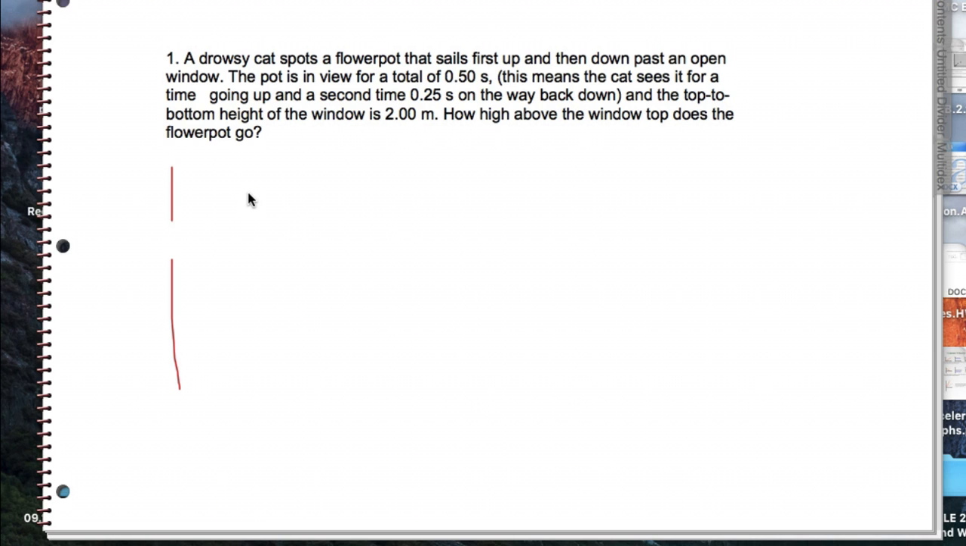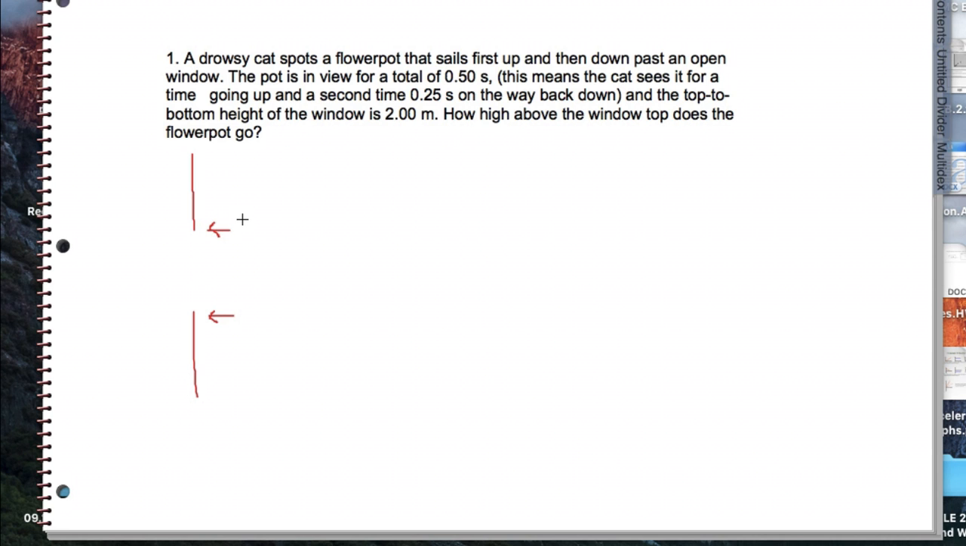Alright, so I wanted to draw this little situation of the cat looking at this flower vase going by. Here's what I wanted to do: I wanted to draw this little gap here, and we're going to say that upwards is positive.